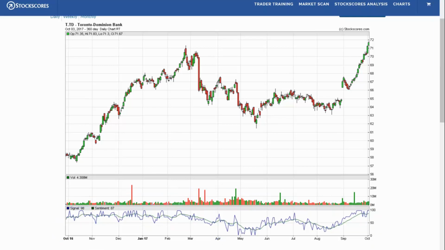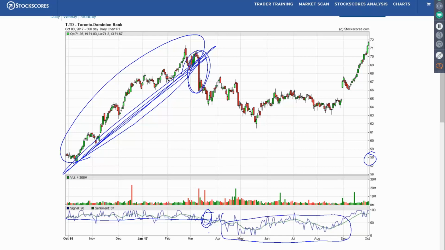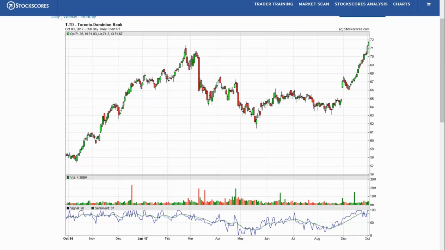Now, if you look at the chart of TD Bank here, you can see that in the period when TD Bank's stock was doing well, back in 2016, it went from $58 to $70. Notice that for that entire time, the sentiment line was above 60. And it didn't fall below 60 until the upward trend for TD was broken, which was right there. And at that point, the sentiment line stayed below 60 for most of the next 6 months, let's say. And during that time, the stock really wasn't very good. So we use the stock scores as a tool to help us see good chart patterns.